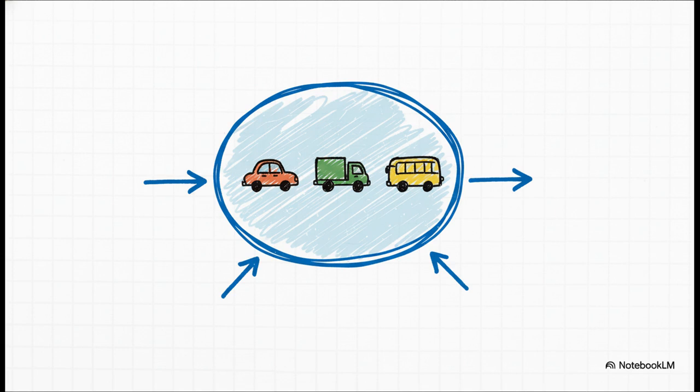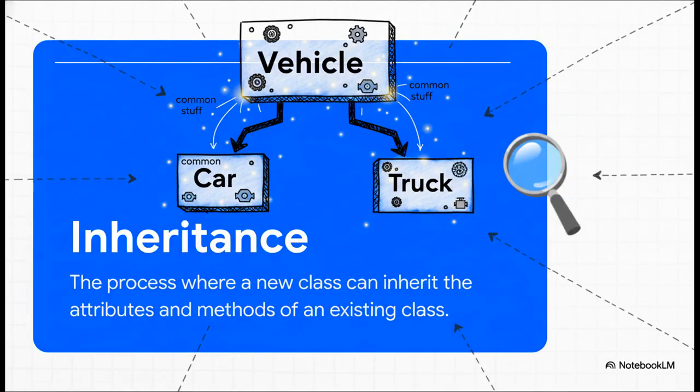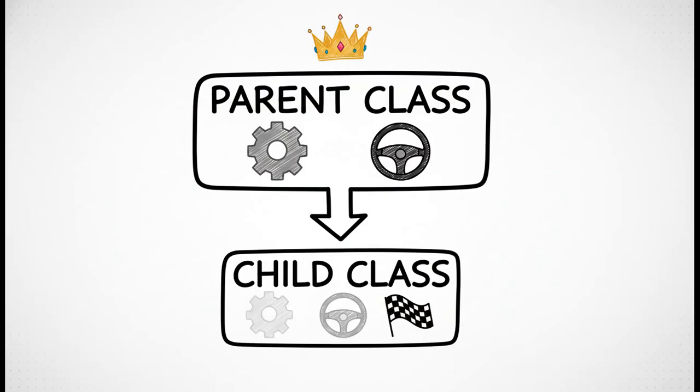A car is a vehicle. A truck is a vehicle. That little phrase, that relationship is the absolute key. Once you start seeing your code this way, everything changes. And this whole concept has a name, inheritance. It works pretty much exactly like it sounds. We create a general parent class, in our example, vehicle, that holds all the common stuff. Then we can create more specific child classes like car and truck that automatically get, or inherit, all those shared things from their parent.